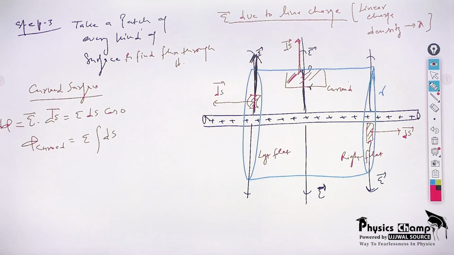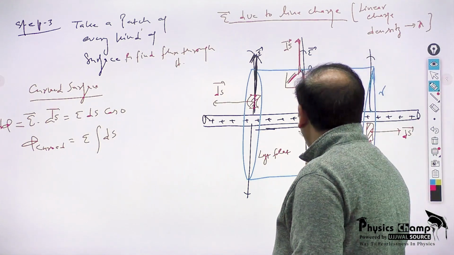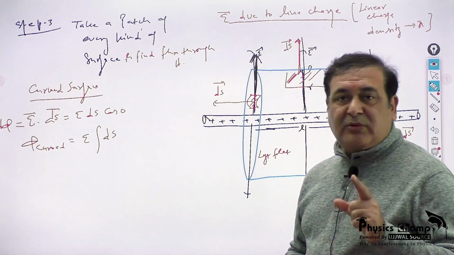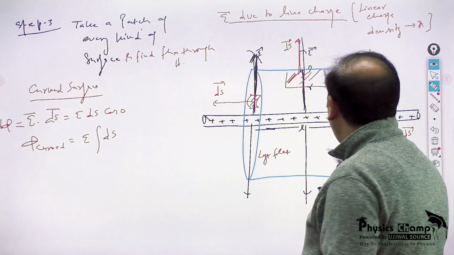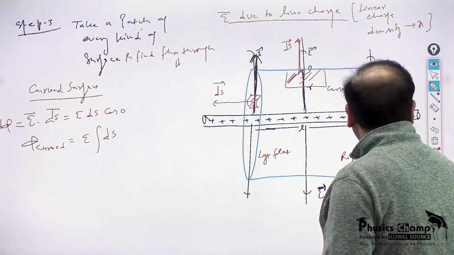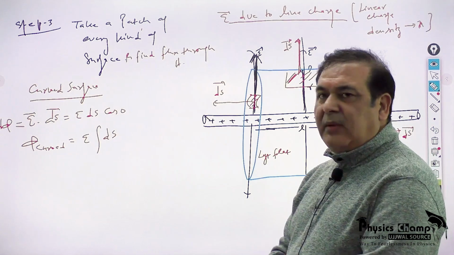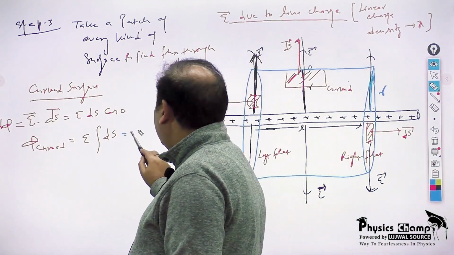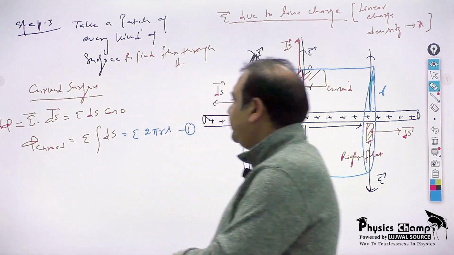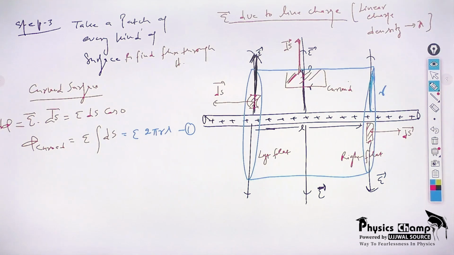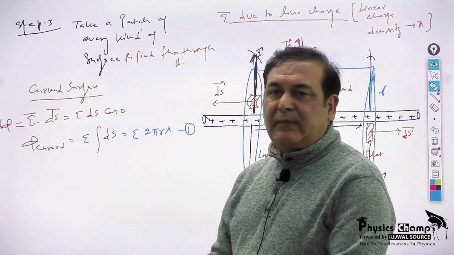Now assume the length of this rod is L, because only the inside charge matters, and the radius of this Gaussian surface is R, as we already know. What is the curved surface area? Your answer is 2 pi RL. So we have obtained the flux through the curved surface: E into 2 pi RL.